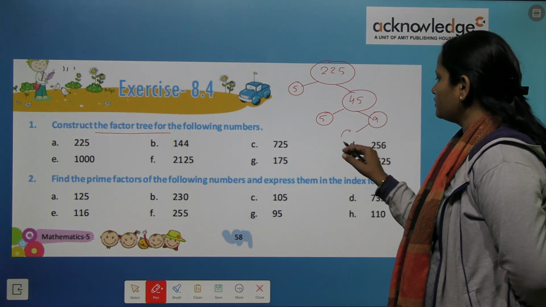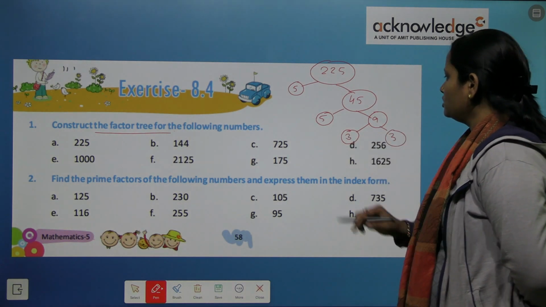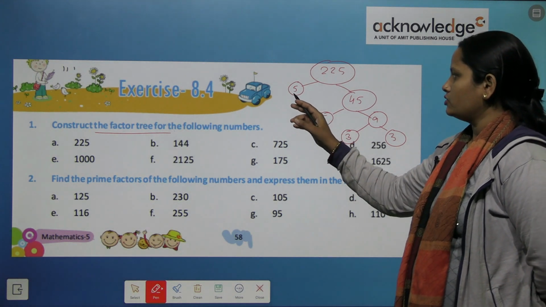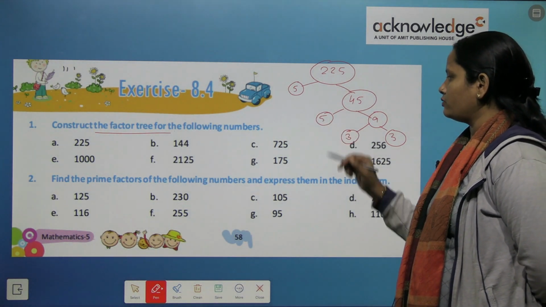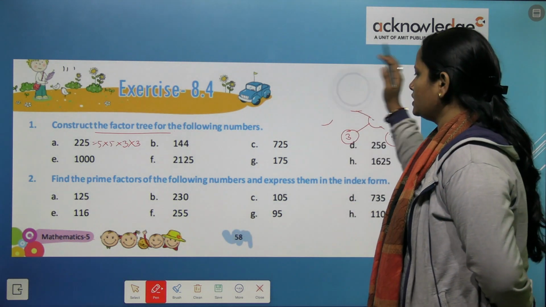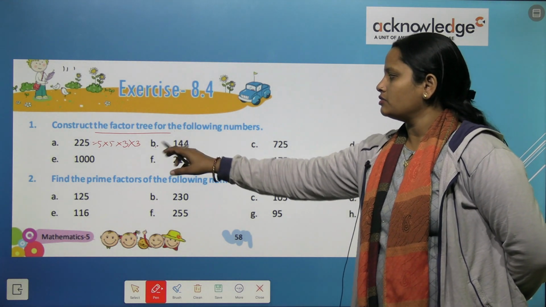अब 9 को 3 से divide करते हैं. We are going to get 3. So this is the factor tree, children. The factors are 5, multiply 5, multiply 3, multiply 3. I hope this is clear to you. Similarly, let's find the factor of this B part.